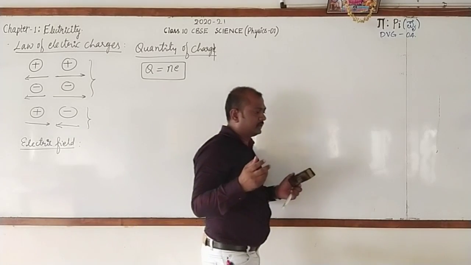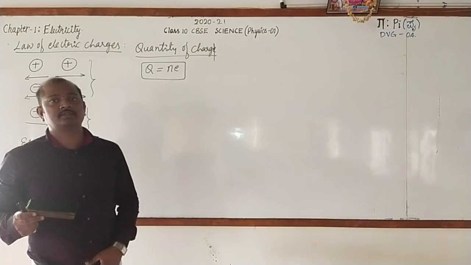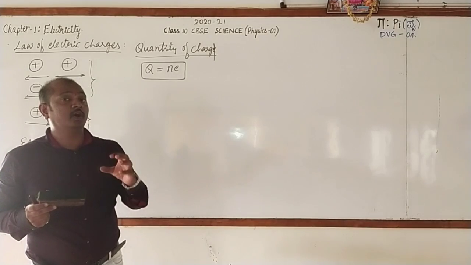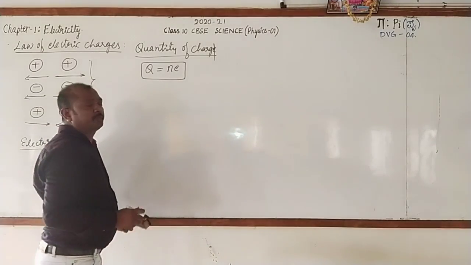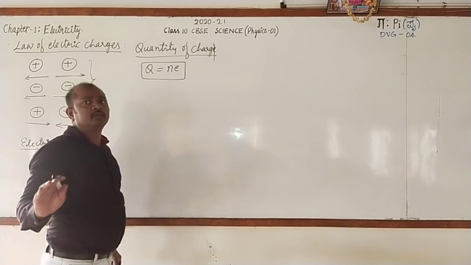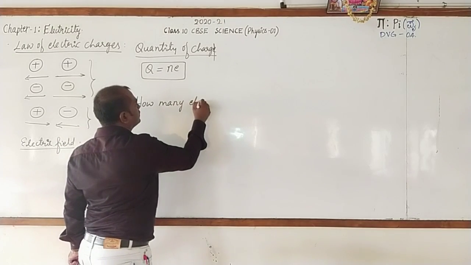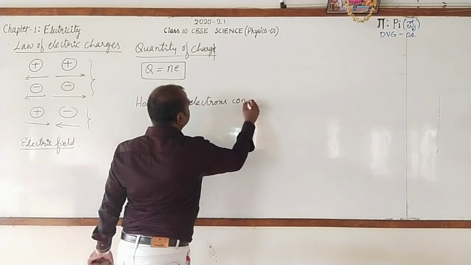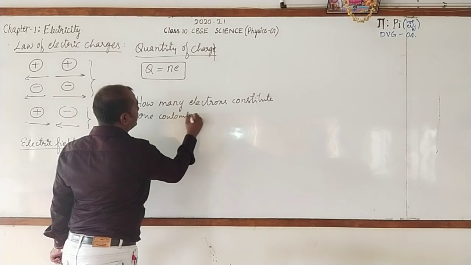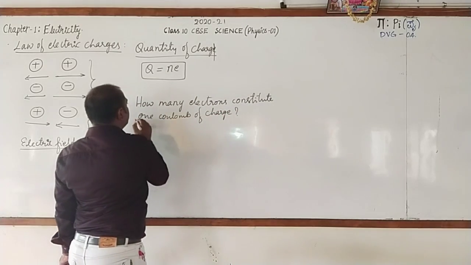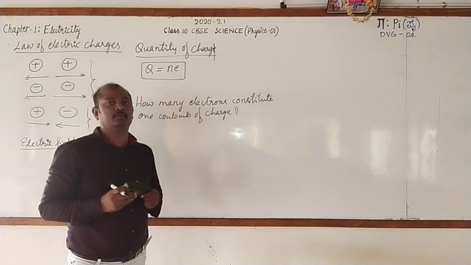Then could you recall the SI unit of charge? It is coulomb. Suppose a body contains 1 coulomb of charge. Could you tell how many electrons will be present in that? Let us find out with a problem. Write down with me. Write a question: How many electrons constitute 1 coulomb of charge? Very important from the examination point of view.